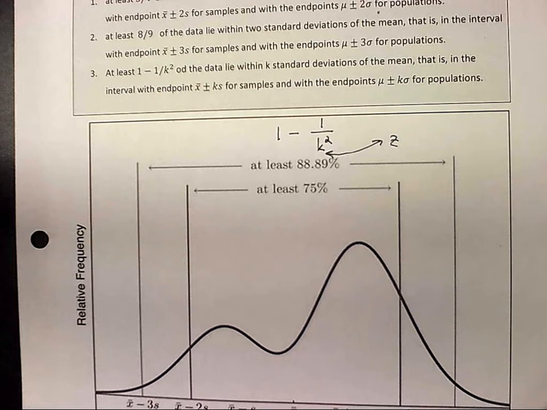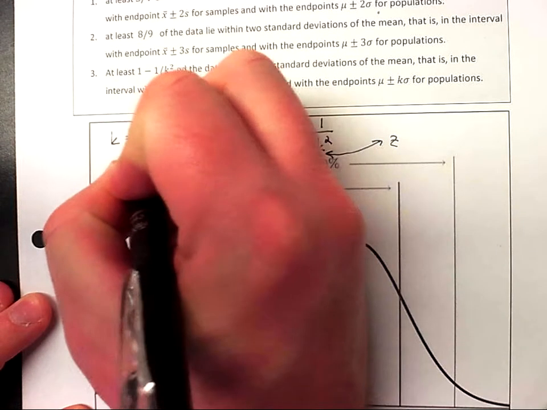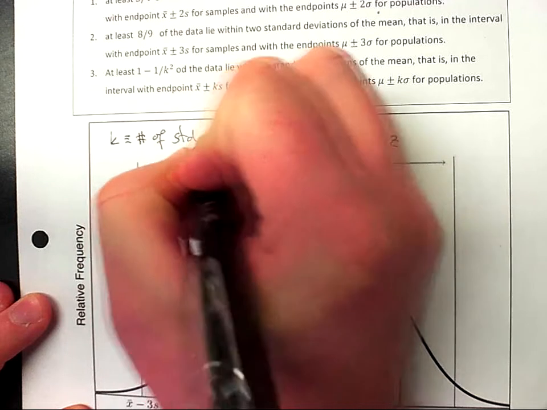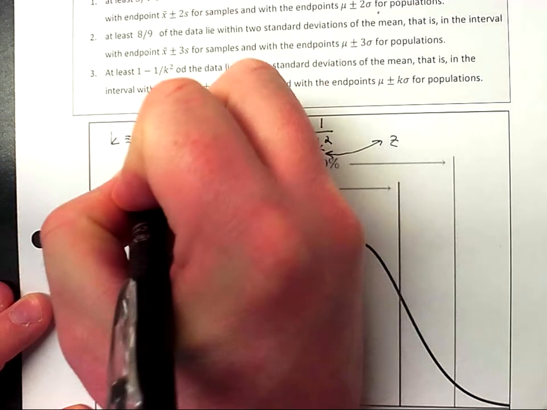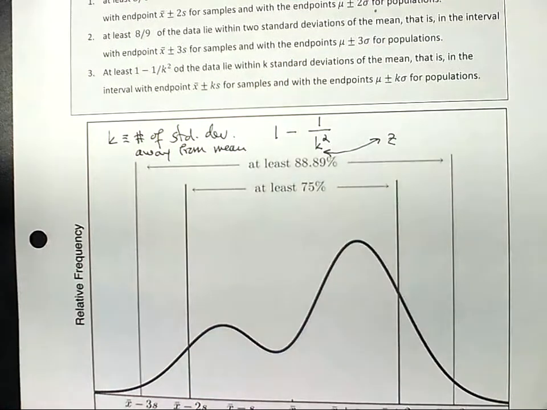But here we don't have a bell-shaped and symmetric distribution for Chebyshev's, but we still want to know how many standard deviations we're away from the mean. So if we still want to know that, but we can't use z, we're going to use k instead. Therefore, k is the same thing as the number of standard deviations away from the mean.